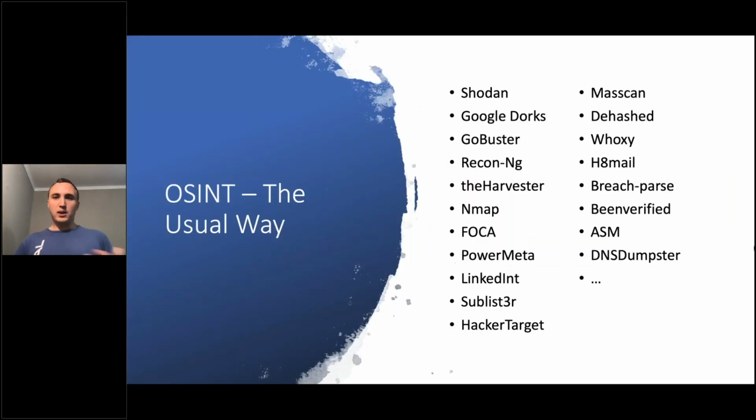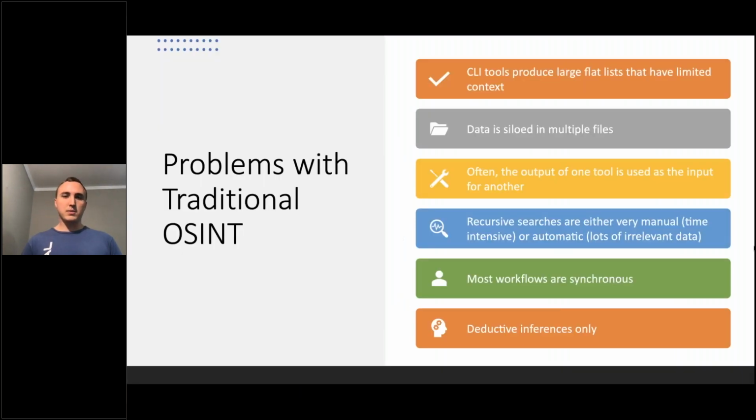The usual way we used to do OSINT would be to use some of these tools, collect as many data points as we could, go through them manually to see which ones look interesting, and then maybe do some recursive searching and dig further on the interesting stuff. The problem with this approach is that a lot of these tools are command line tools that output flat lists, so you get silos of data, just data points. There's not much context to the data other than the tool it came from.